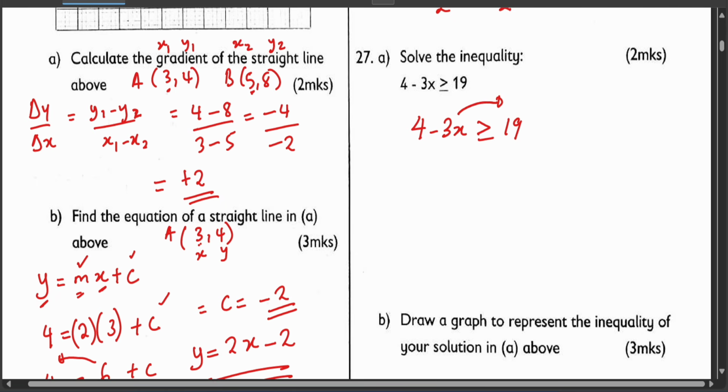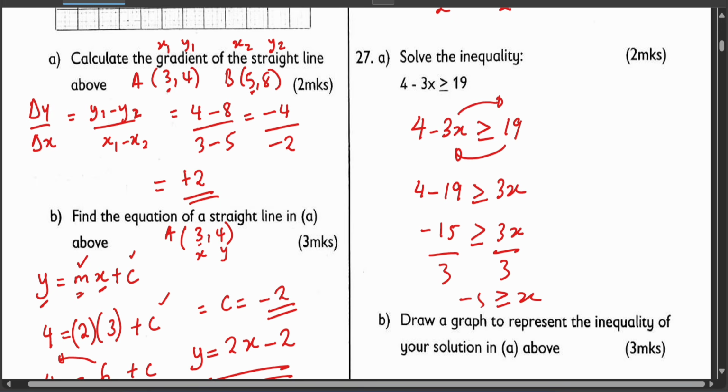Move 3x to the other side. 19 later here. So it will be 4 minus 19 greater or equal to positive 3x. So 4 minus 19 is negative 15, greater or equal to 3x. Divide by 3, divide by 3, x now should be less or equal to negative 5. So our negative 5 is greater or equal to x.